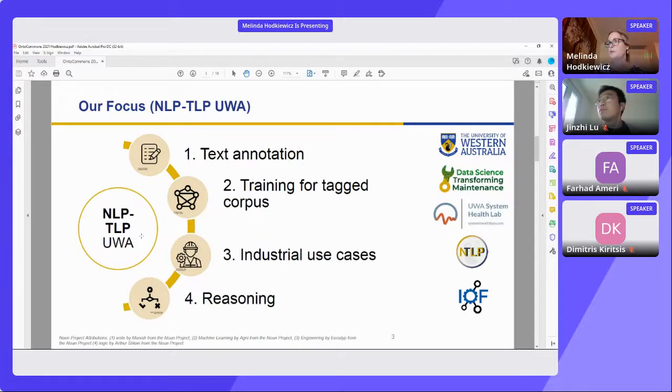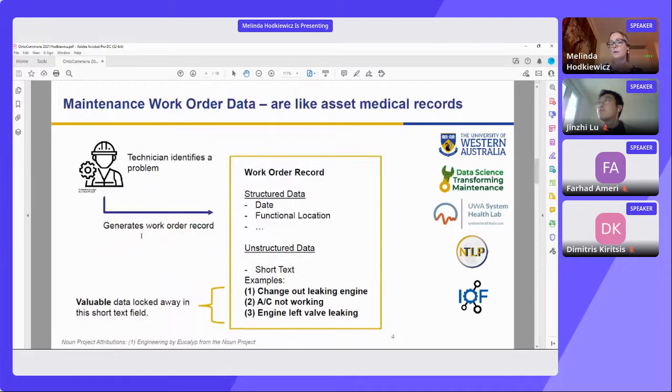So what I'm going to talk to you briefly about is this pipeline of text annotation, training, so that we can recognize unseen texts, doing this on industrial data, and then the actual and potential role of ontologies in being able to do certain value-adding tasks to this machine processed text through reasoning. So I'm going to concentrate in the short time I have on maintenance work order data.